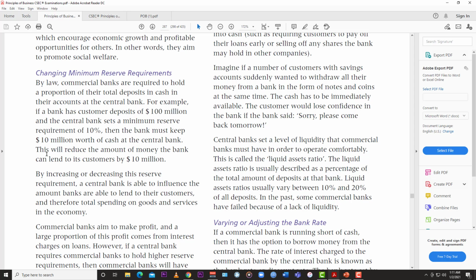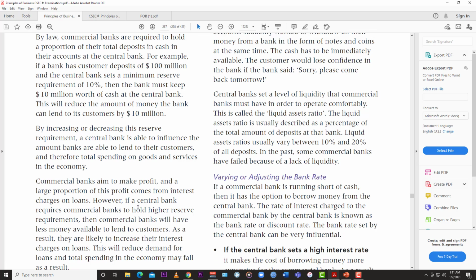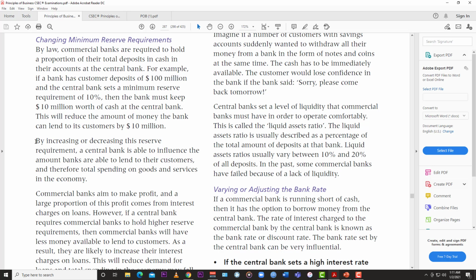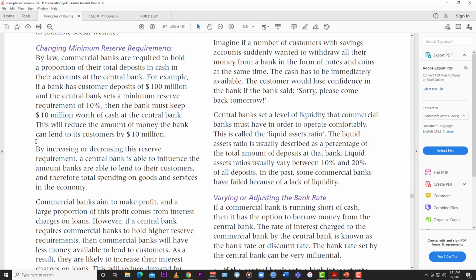This is how they regulate. This will reduce the amount of money the bank can lend to its customers by 10 million. So what they're saying here is that by increasing or decreasing this reserve requirement ratio, a central bank is able to influence the amount banks are able to lend to their customers, and therefore total spending on goods and services in the economy. That is the point right here. They can control the minimum reserve requirement, the amount of money that a commercial bank has to leave with the central bank.